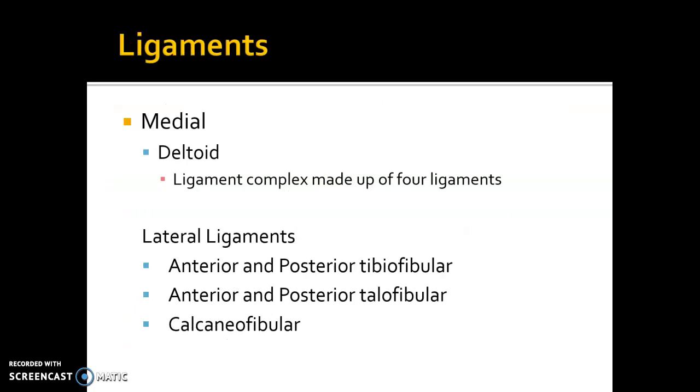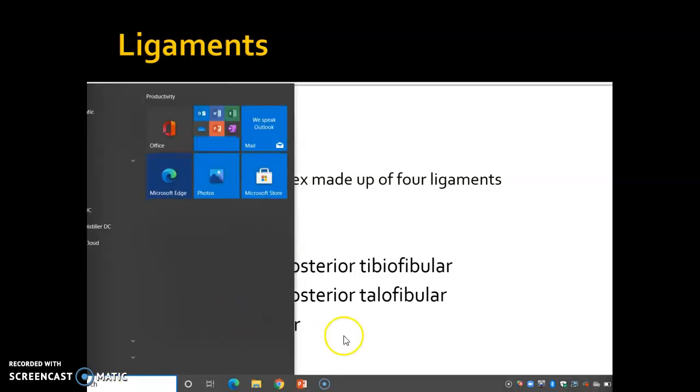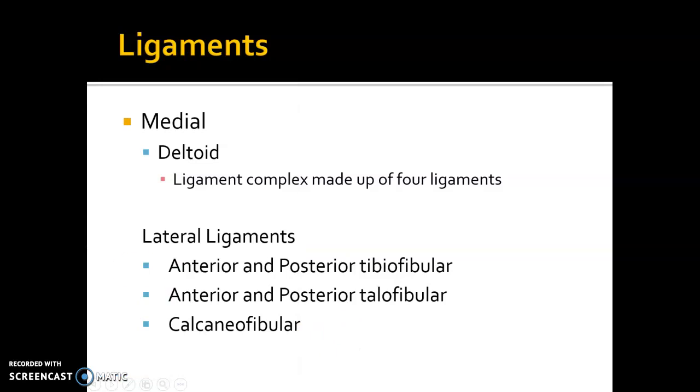Ligaments, we have on the medial side something called the deltoid complex, which is made up of 4 different ligaments. You don't need to know the individual ones, but I do want you to know that the deltoid complex is on the medial side of the ankle. And on the lateral side, we have several different ligaments that are very stabilizing, and they're also more commonly injured because of the location and movement of the ankle. So on the lateral side, we have anterior and posterior tibiofibular ligaments, anterior and posterior talofibular ligaments, and the calcaneofibular ligament.